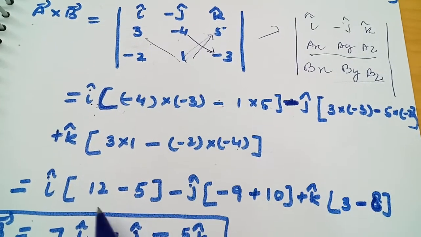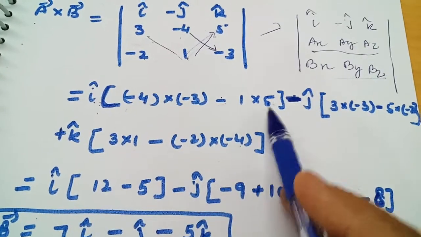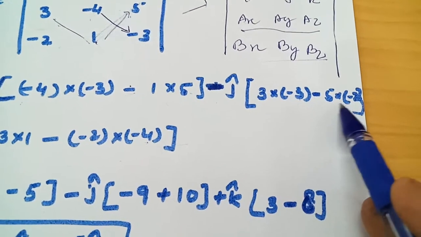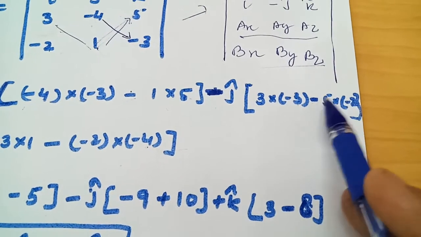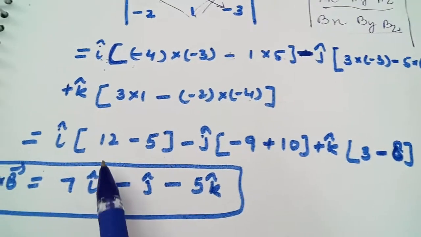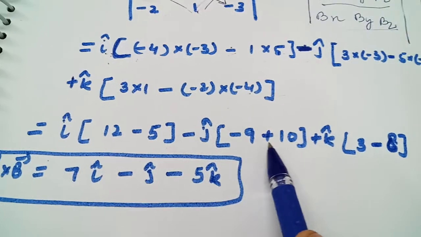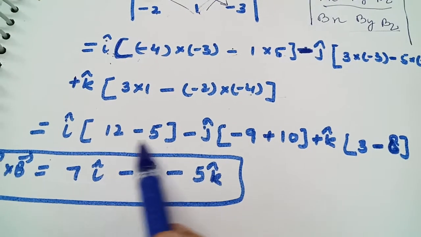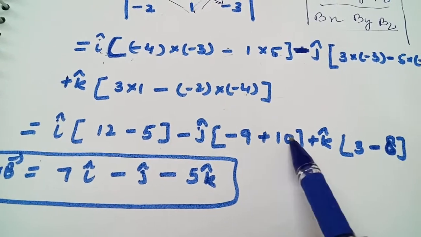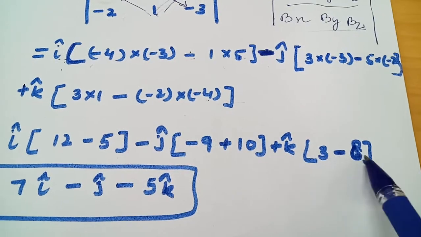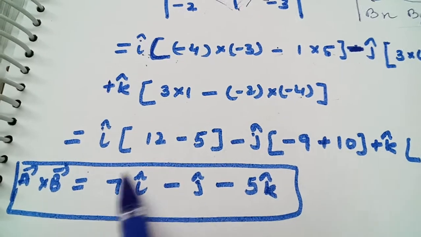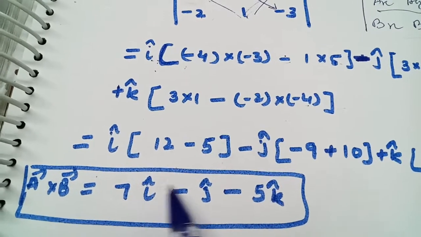Now solve the brackets. This will be 12 and this will be 5. This will be minus 9 and this will be plus 10, because minus and minus make plus. This will be 3 and this will be minus 8. After solving 12 minus 5, minus 9 plus 10, and 3 minus 8, you get 7 i cap, then j cap with minus 9 plus 10, and minus 5 k cap. So you have got A cross B in its component form. Because this is also a vector, it should come in the form of ijk.